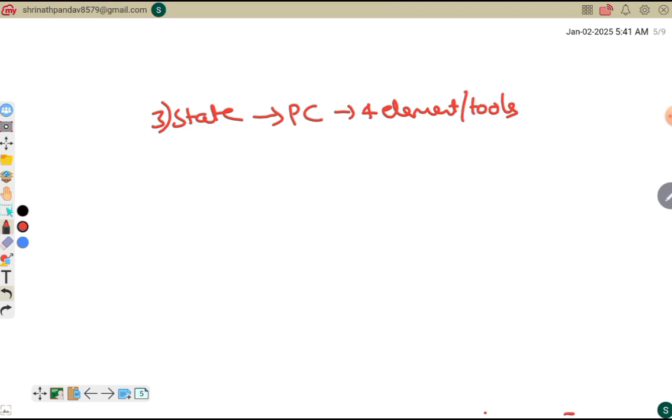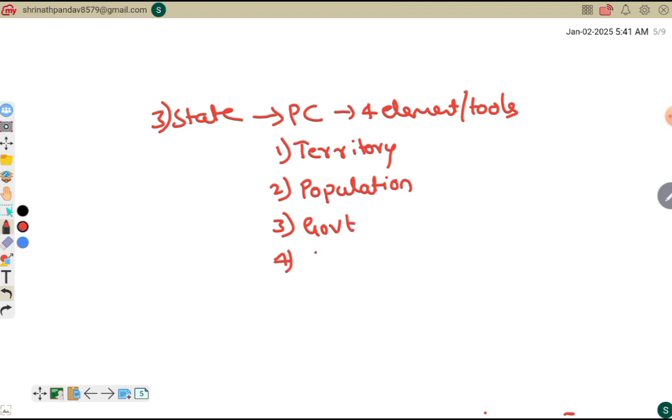These four elements or four tools are, first, they should have the territory, then population, the third tool is government, and the last one is sovereignty. If a country or nation is to be called a state, it should have territory, population, government, sovereignty.